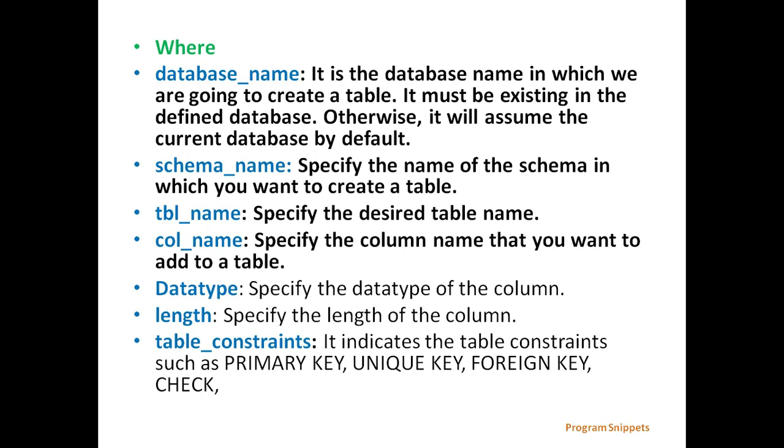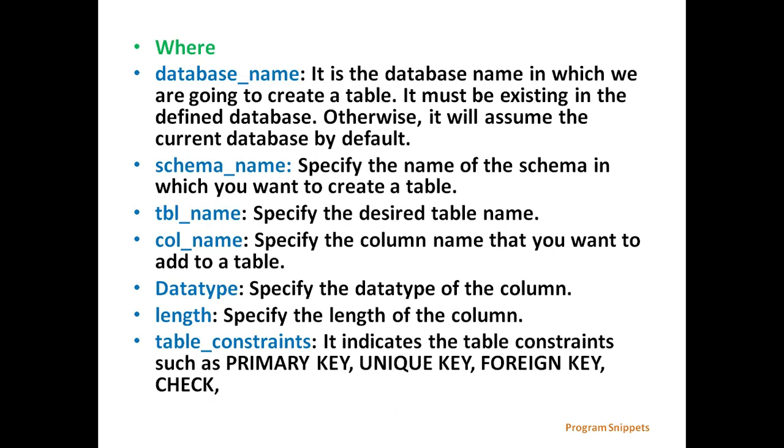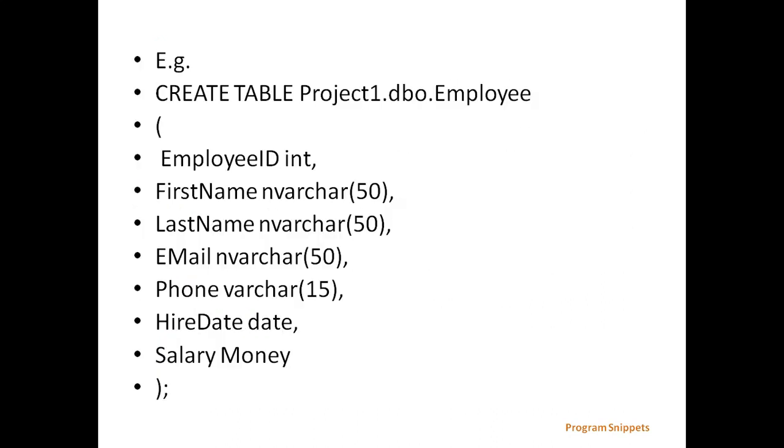Column name specifies the column name that you want to add to a table. Data type specifies the data type of a column. Length specifies the length of the column. And table constraint indicates different table constraints such as primary key, unique key, foreign key, check, etc. For example, create table project1.dbo.employee, where project1 is a database name, dbo is a schema and employee is a table name.